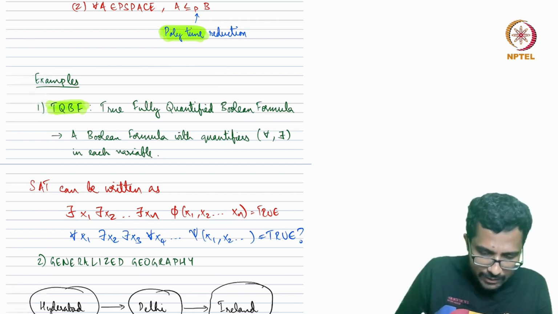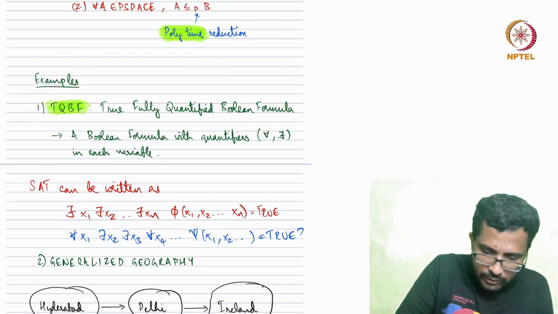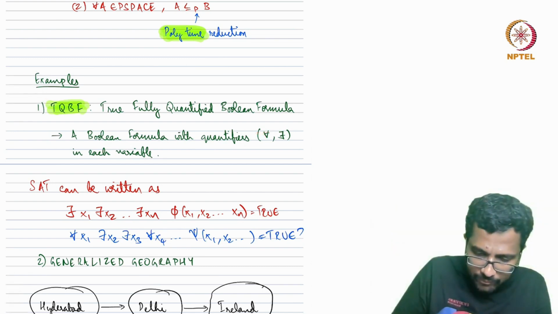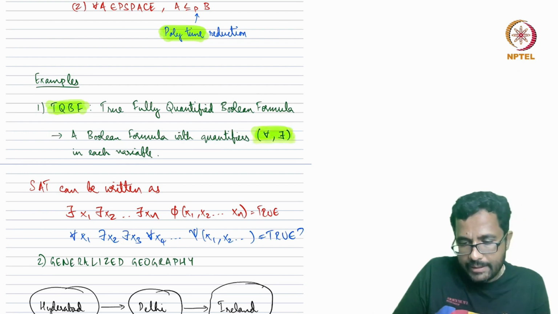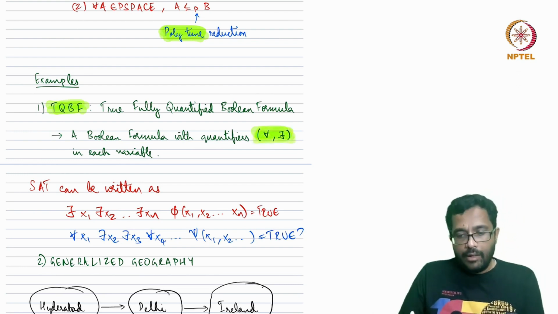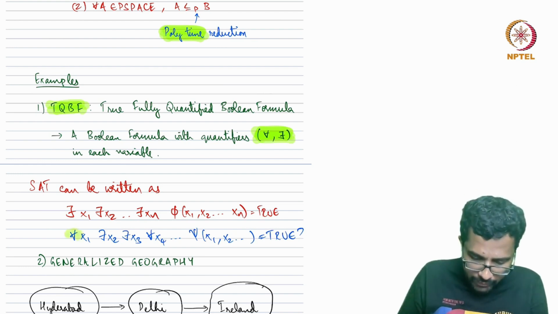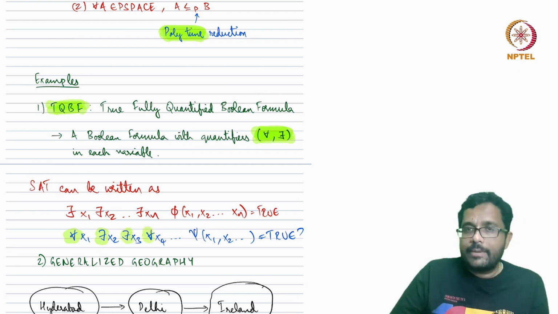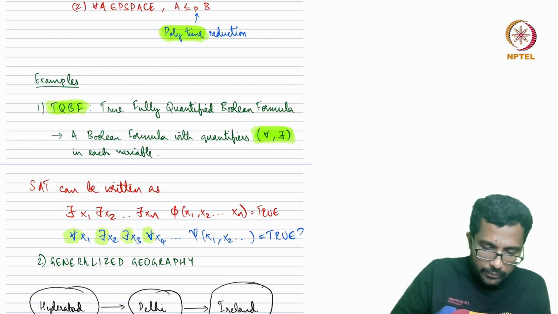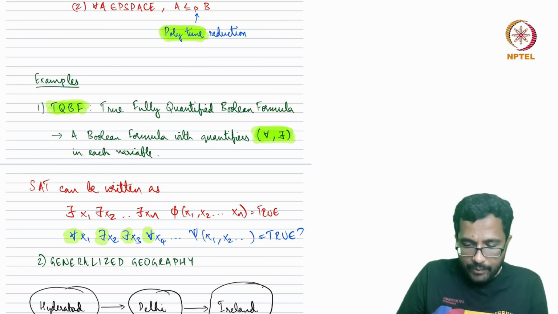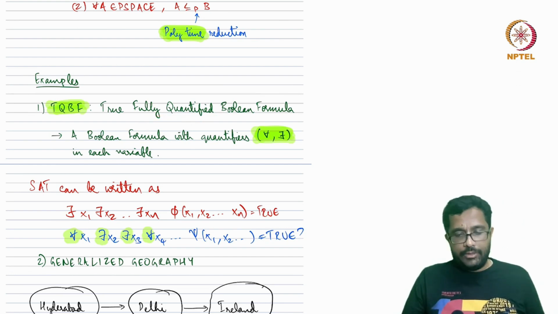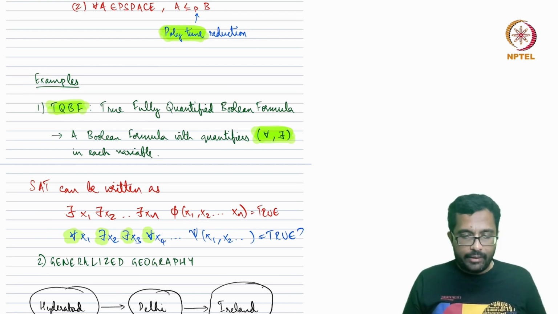Quantifier means these things: there exists and for all. There exists is called the existential quantifier, and for all is called the universal quantifier. So you want to quantify each of these variables. All the variables have to be quantified. That's why it's called a fully quantified Boolean formula. So it has to be a true fully quantified Boolean formula. That is one language which is PSPACE-complete.